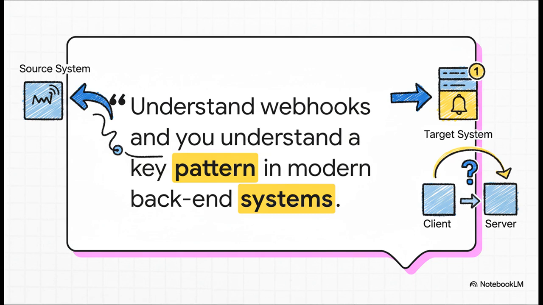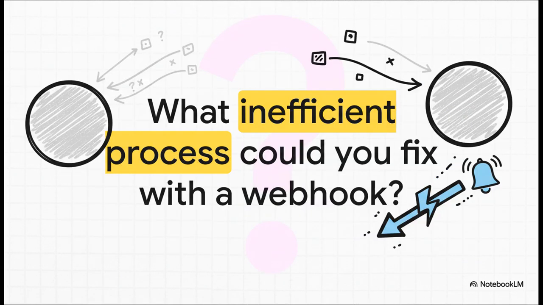And that really brings us to the key takeaway, which is summed up perfectly by one of our sources. If you understand webhooks, you understand one of the most important patterns in modern backend systems. They truly are that fundamental. So, I'll leave you with this question to chew on. What inefficient, polling-based process, either in your work or even your daily life, could you fix with a simple, real-time notification with a webhook?